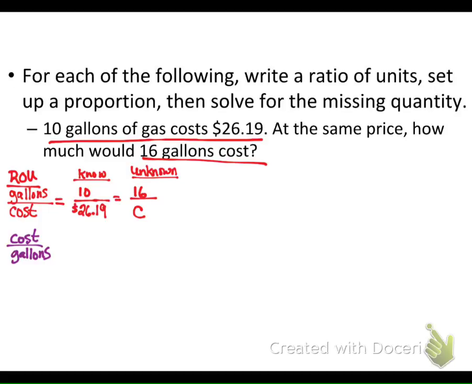So when I go to solve a proportion, how do I do that? Okay, so I'm going to cross multiply 10 times C. Now if you notice, I put an equal sign because I'm starting my next step, so 10C, and then I multiply $26.19 times 16. So, say it again. $419.04.